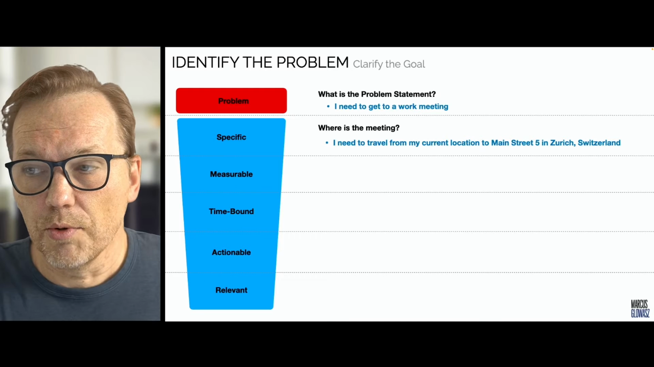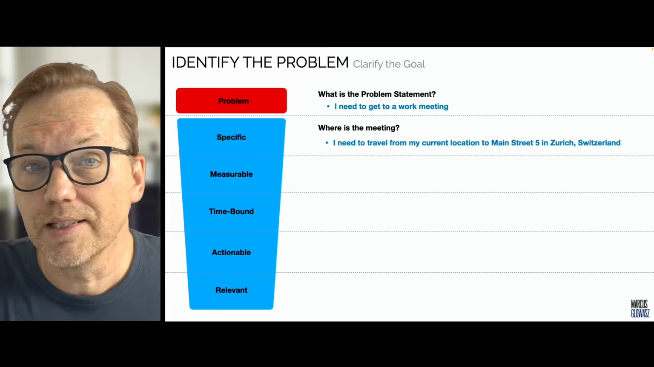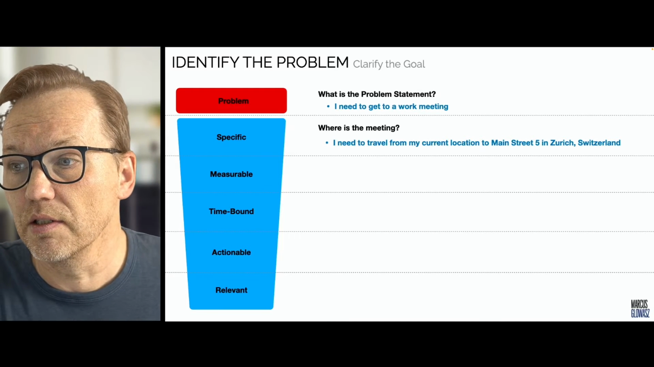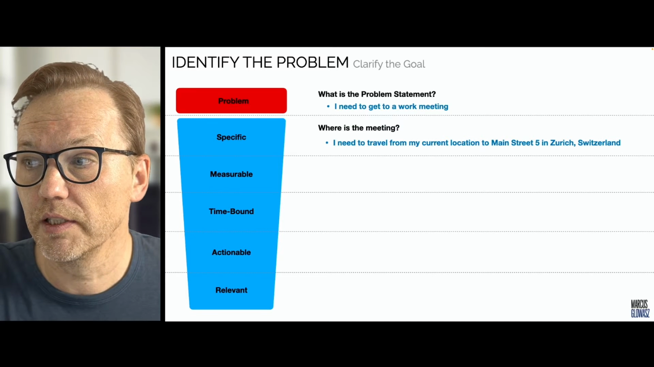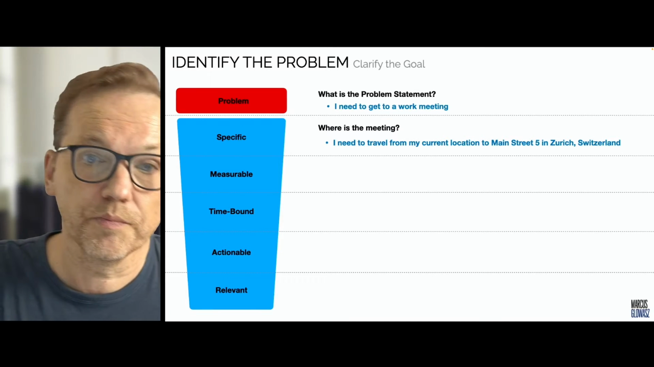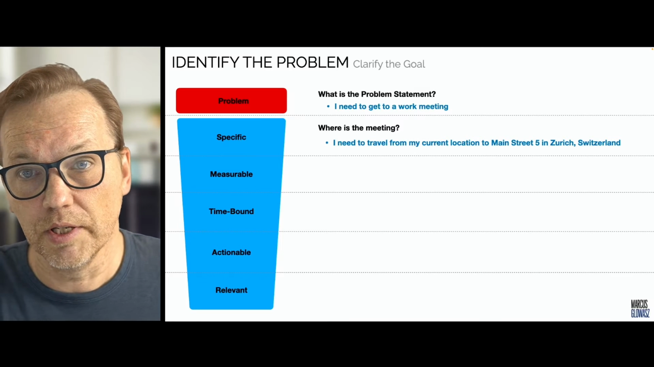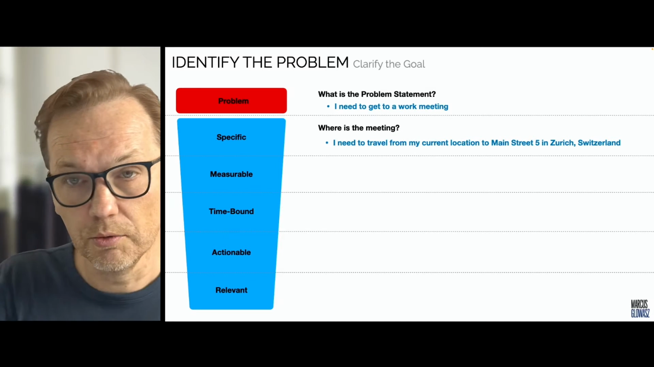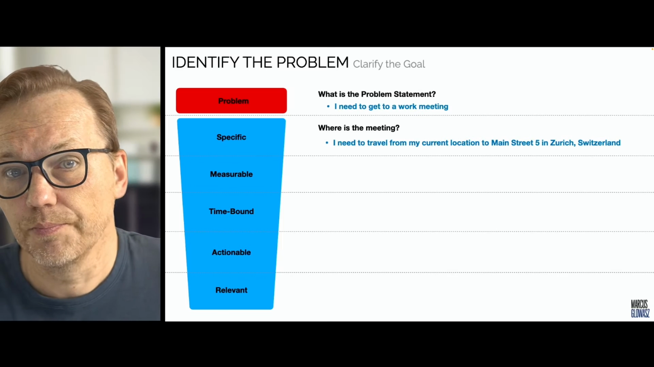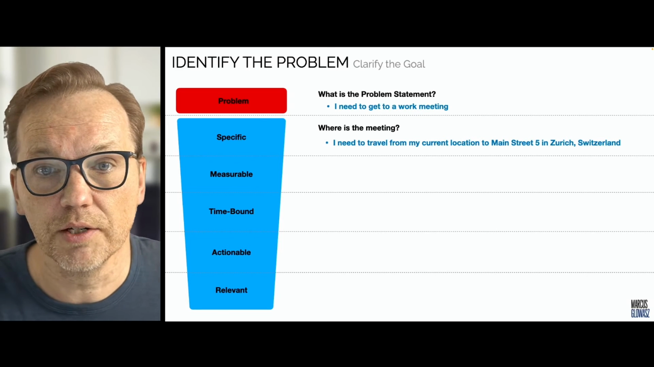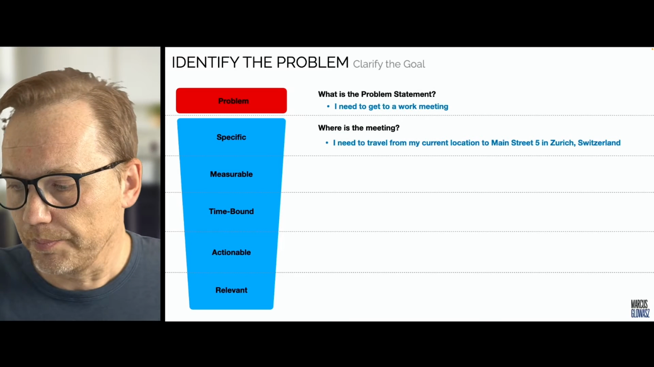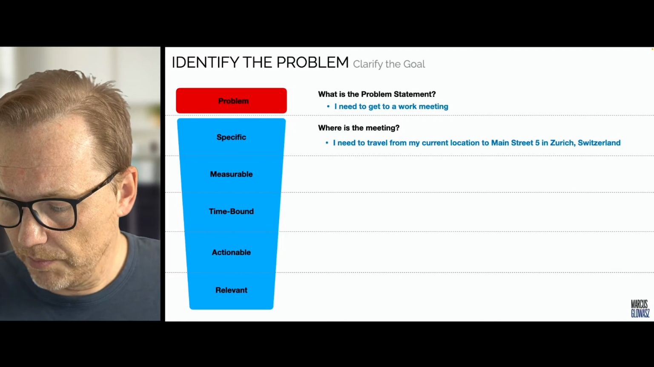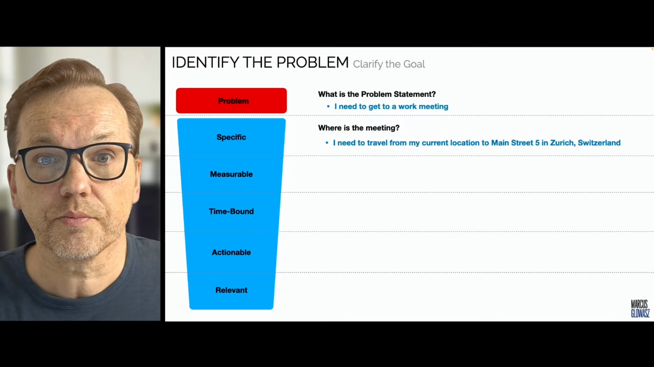So that's where we get more specific. So where is the meeting, right? So it is in the office, and the office is in Main Street 5 in Zurich, Switzerland. That's already helpful input, which obviously a navigation system would need, right? So I need to travel from my current location to Main Street 5. All right, good, we have that.